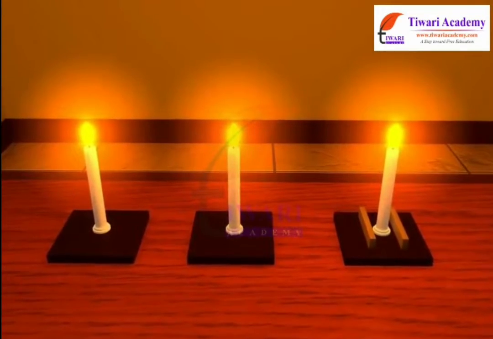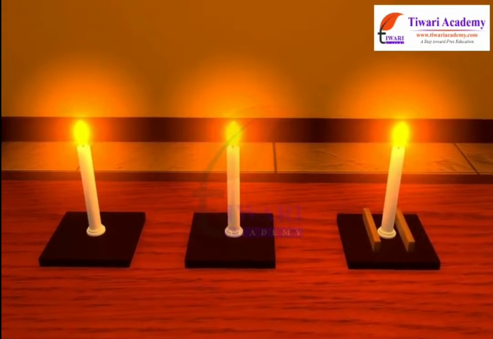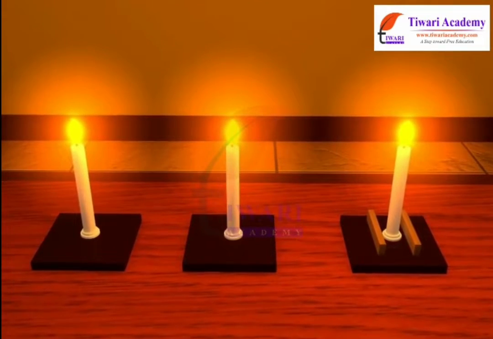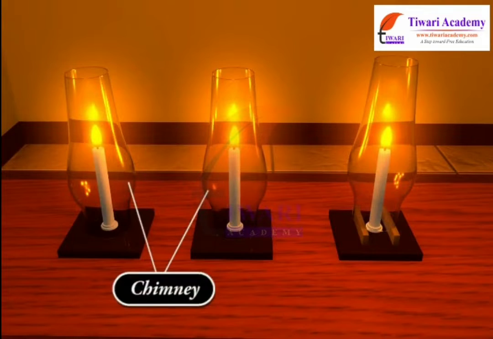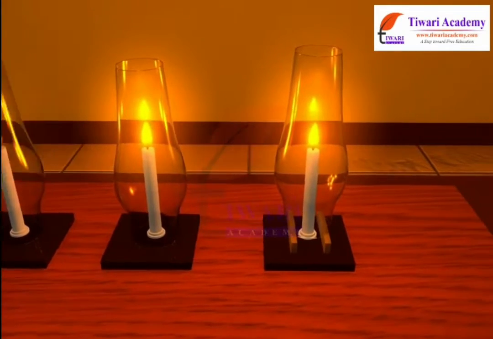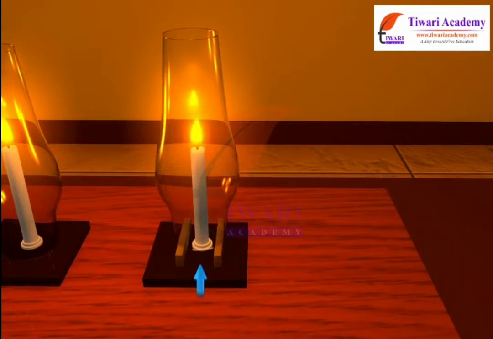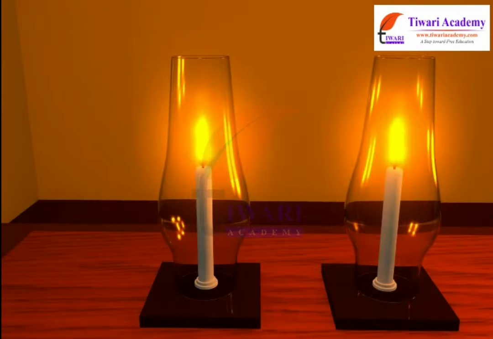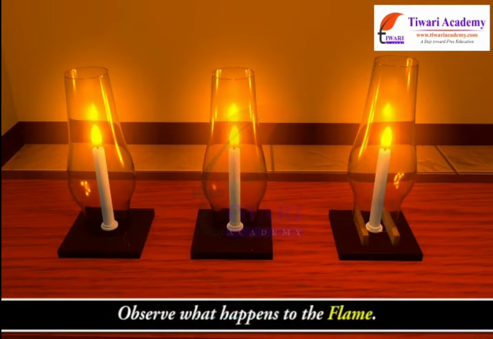Fix 3 lighted candles on a table and put a glass chimney over each candle. In the first case, rest it on wooden blocks in such a way that air can enter the chimney. Leave the second chimney as it is, and cover the third chimney in case C. Observe what happens to the flame.